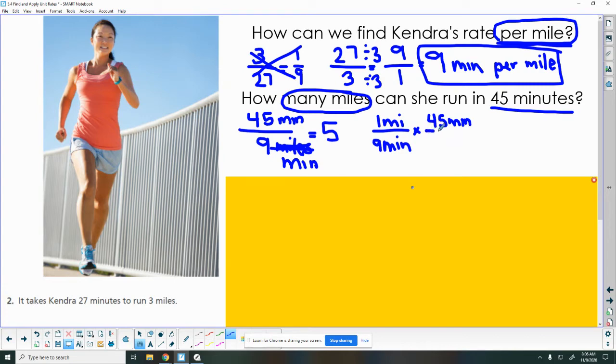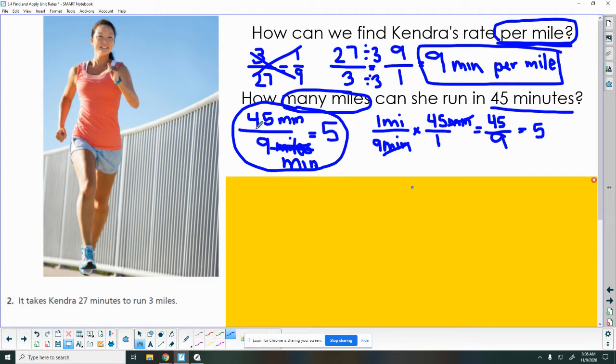And so I'm going to multiply these and put this over 1. So my minutes are going to actually go away here. So 1 times 45 is 45. So since these are across from each other, they cancel out. And then 9 times 1 is 9. 45 divided by 9 is 5. So honestly, I like this strategy better. I know what I have. I know how many groups I'm trying to make. And so I can just divide.